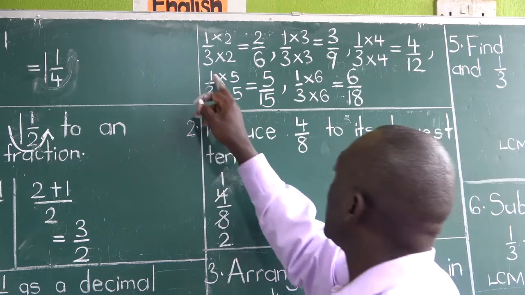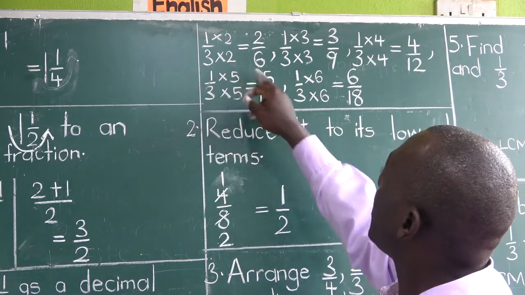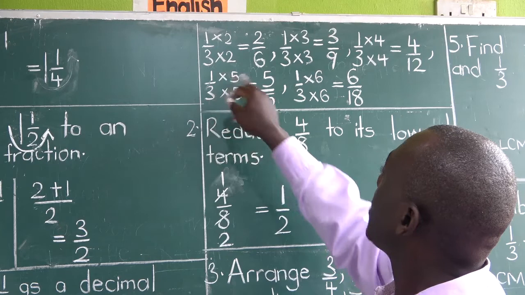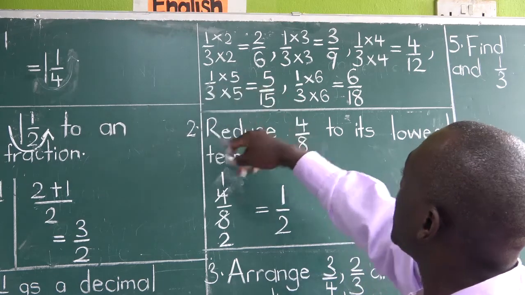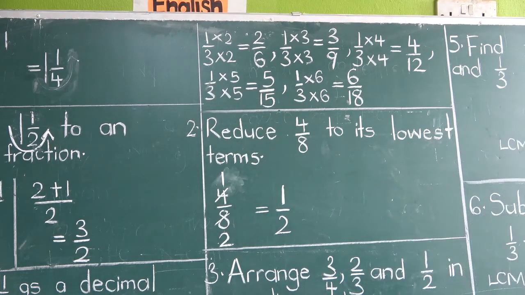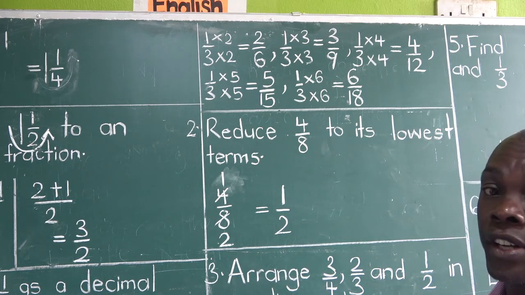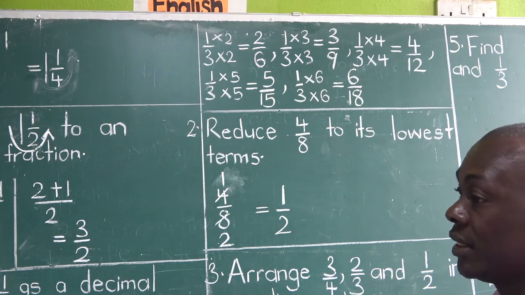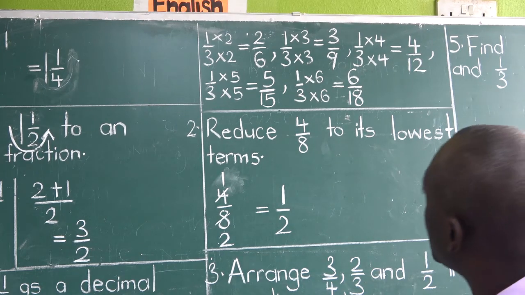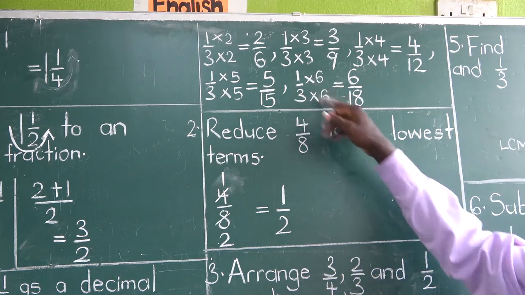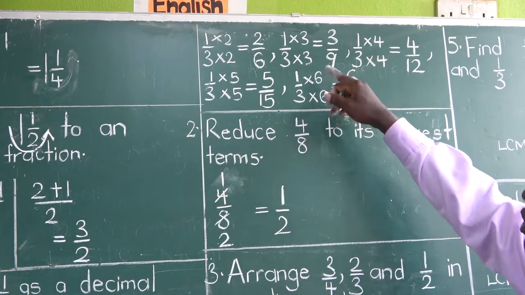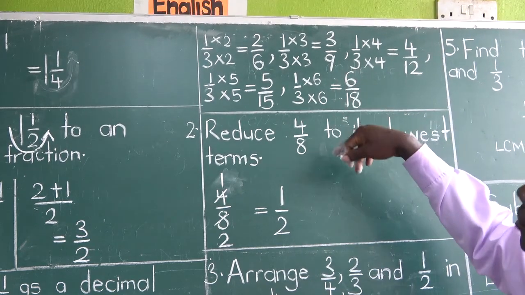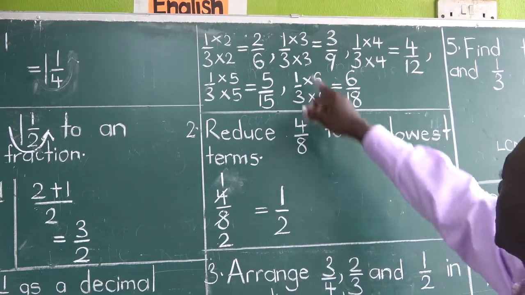And now we go. Third again, multiply by 5 up and down. So times 5 times 5, that is 1 times 5 you get 5, and 3 times 5 you get 15. The fourth equivalent fraction to a third is 5 out of 15. That is 5/15.